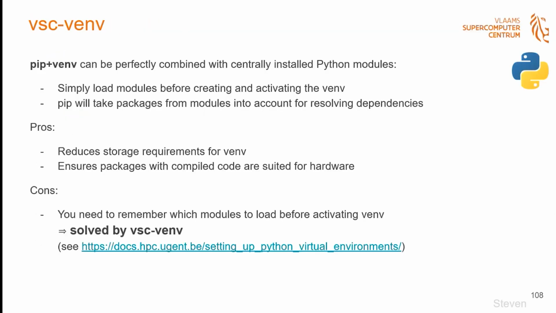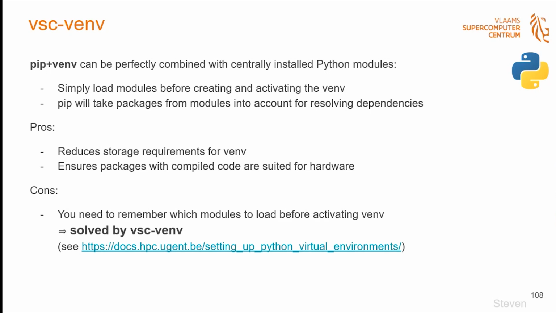Because the Python interpreter lives outside of the environment, you can also combine this with centrally installed modules, typically Python packages, of course. You simply load the modules before you create and activate the environment. Then pip will take the packages from those modules into account before resolving the dependencies. This has some advantages. One is that the storage requirements for your environment will decrease. The other is that you can normally assume that those packages coming from modules are suited for the specific hardware and operating system, which might not be guaranteed with a pip package.